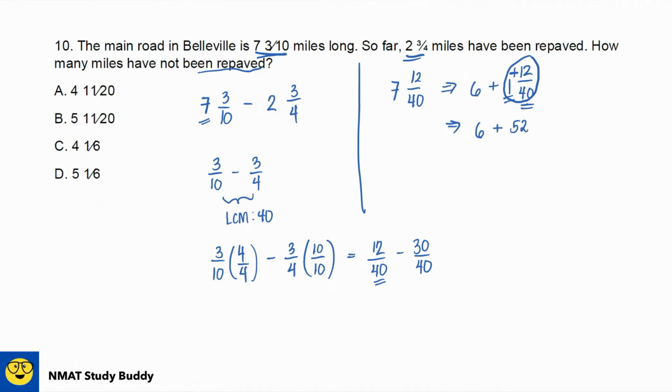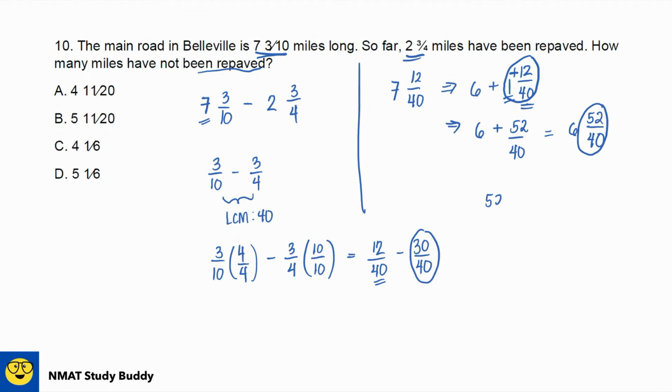So, meron kang 52/40. So, itong 7 and 12/40 na mixed number is also equal to 6 and 52/40. So, since meron ka ng 52/40 na fraction part, pwede mo nang isubtract yung 30/40. Hindi na magne-negative.